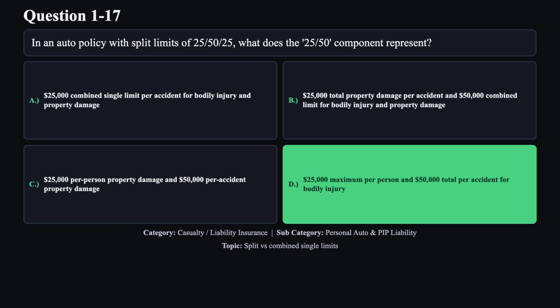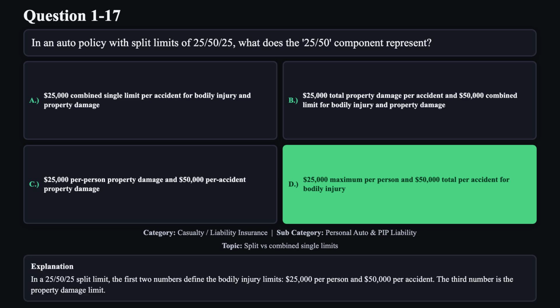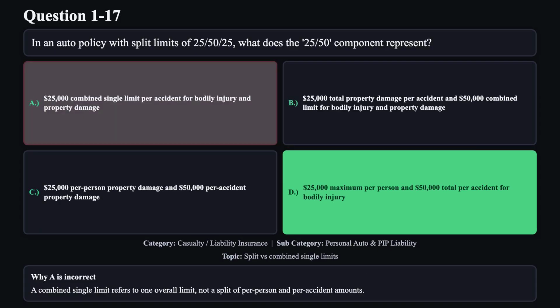The correct answer is D. In a 25/50/25 split limit, the first two numbers define the bodily injury limits, $25,000 per person and $50,000 per accident. The third number is the property damage limit. Reason A is not correct. A combined single limit refers to one overall limit, not a split of per person and per accident amounts.